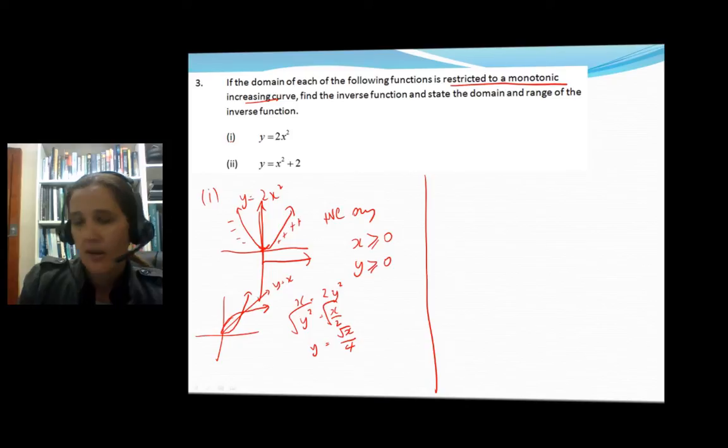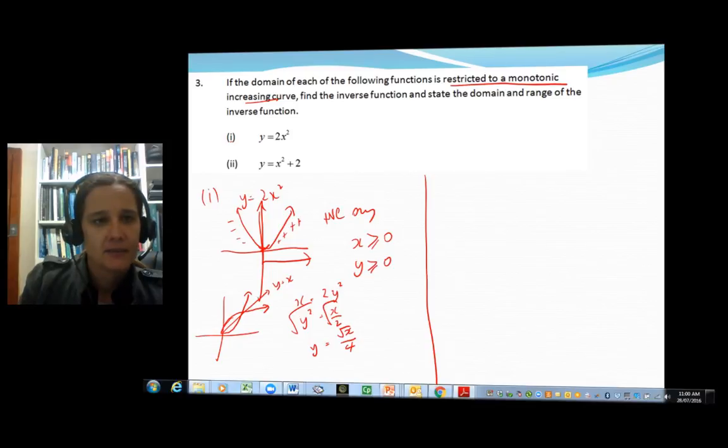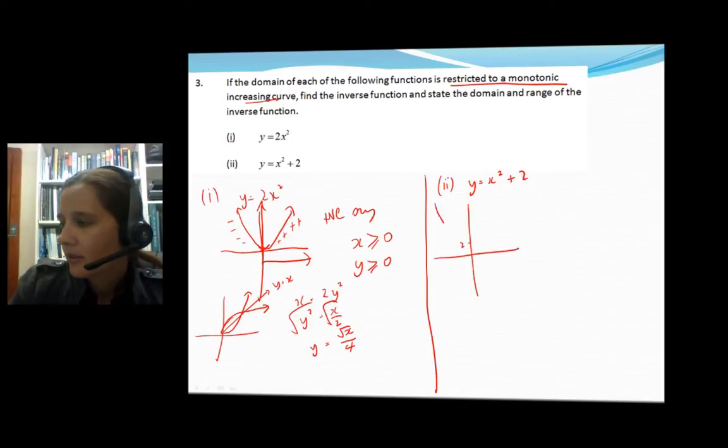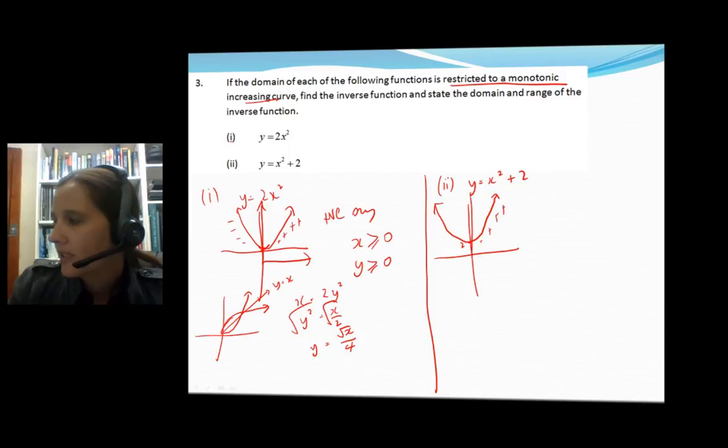So if we keep going here, for number 2, y is equal to x squared plus 2. So x squared plus 2, our y-intercept is here at 2, and there's our x squared plus 2 there. So again, we want our positive, here we're going to restrict it to x greater than or equal to 0, and we cut through our y-axis here at 2, so y must be greater than or equal to 2.